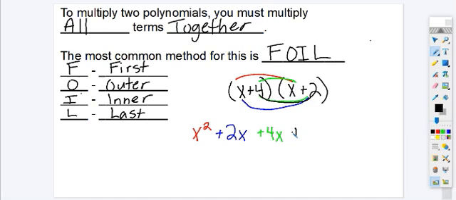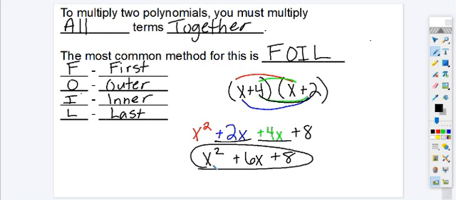Positive 8, so plus 8. From there, we would then have to see that the 2x and the 4x are like terms, and they would simplify to be 6x. And then the 8 and the x squared would come down. This would be the solution to that after it's been multiplied using the FOIL method.